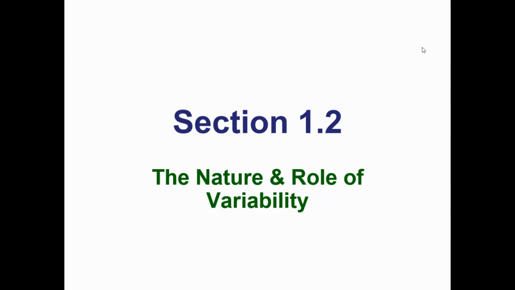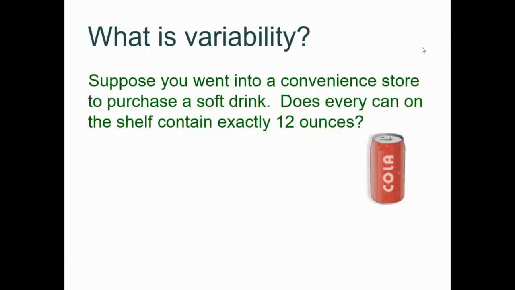Okay, so that was pretty much section 1.1. Why study it? 1.2 talks about the nature and role of variability. So, what is variability? Well, suppose we went into a convenience store to purchase a soft drink. This example talks about cans. I'm going to do it in bottles. But most of the time when we go buy a soft drink, it's in a 20-ounce bottle, right?